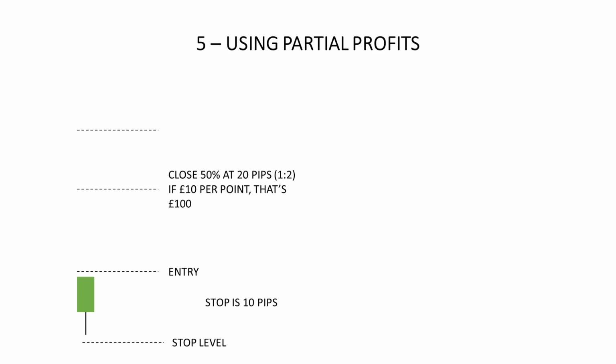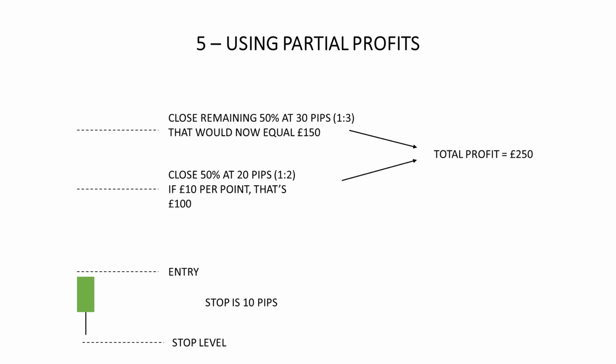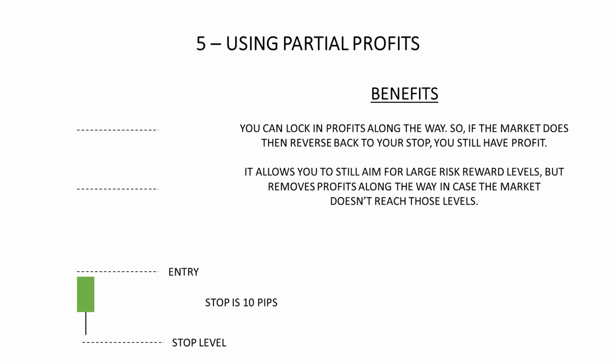If we are betting £10 per point, that's locking in £100 of profit. We would then close the remaining 50% at 30 pips, which is 1 to 3 risk reward. That would equal a further £150. Total profit would be £250. The benefits of this would be that you can lock in profits along the way. So if the market does then reverse back to your stop, you still have profit.